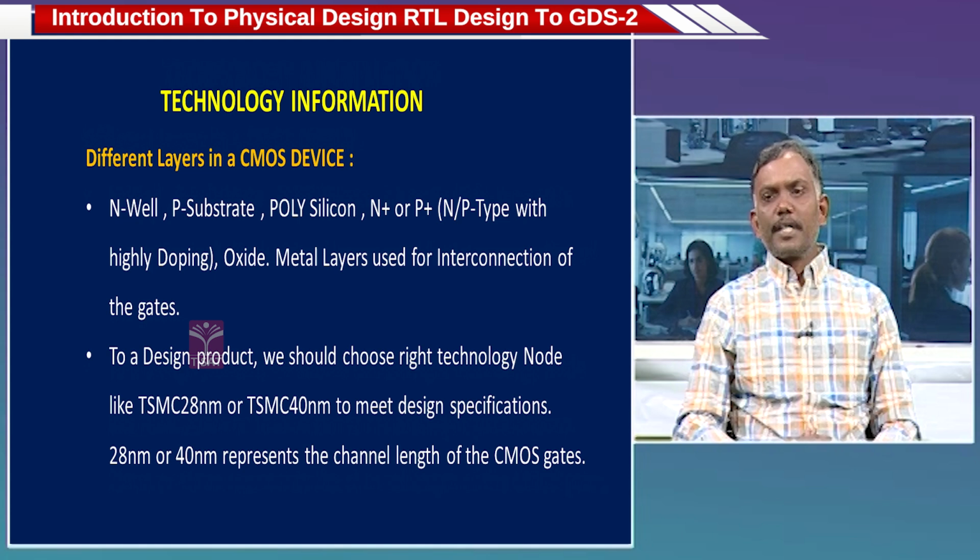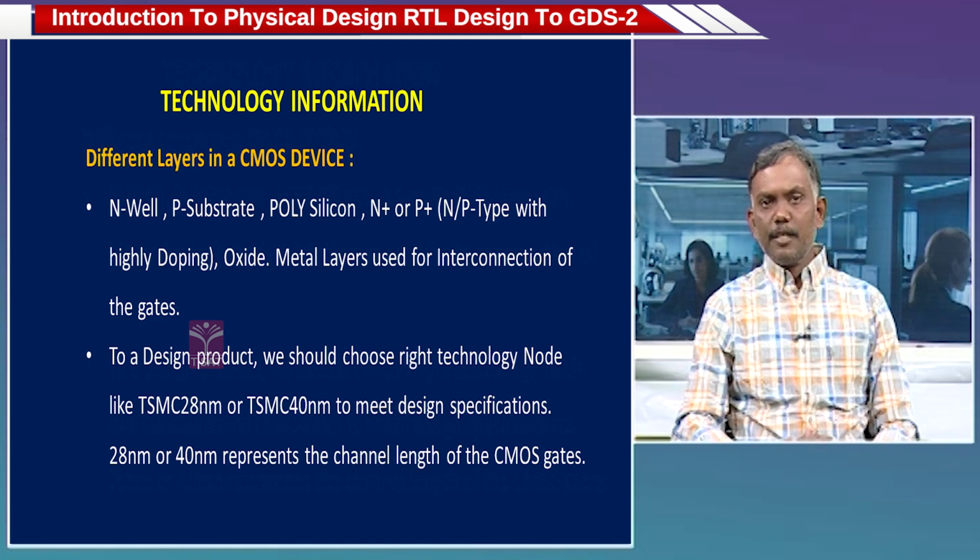To design a product, we should choose the right technology node. What technology node are we going to target to implement this product? For example, smartphone. What is the technology node? Like TSMC 28 nanometer or TSMC 40 nanometer. First, we need to choose the technology node. TSMC is the fab name, and 28 nanometer, 40 nanometer indicates the node.